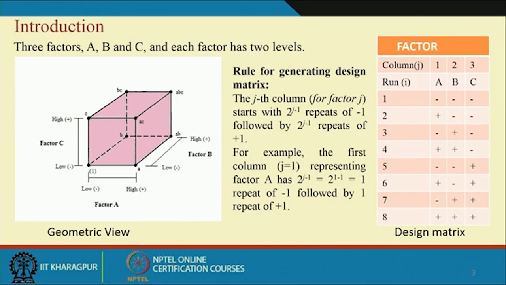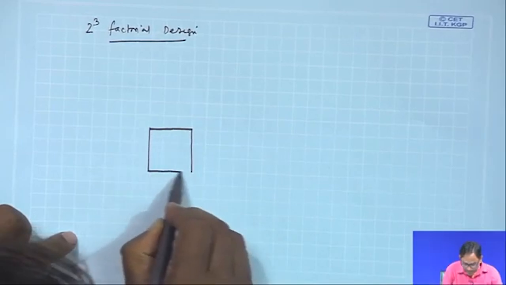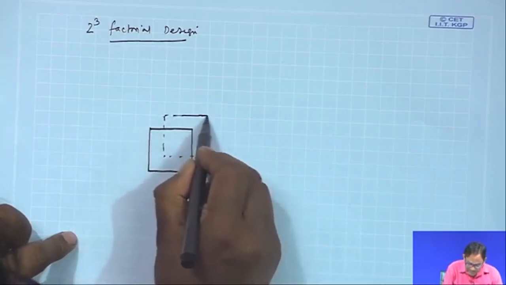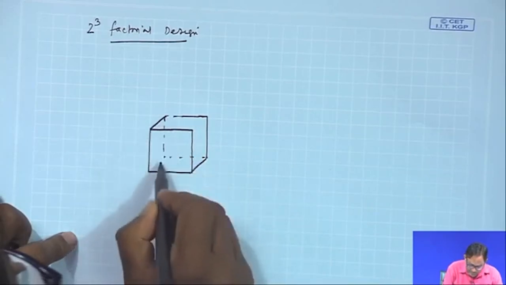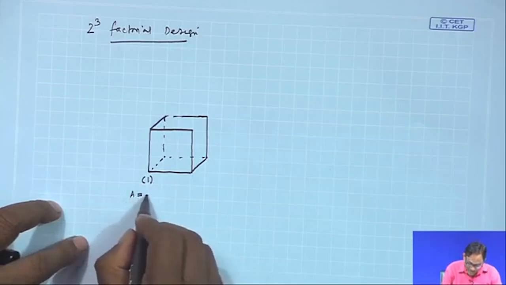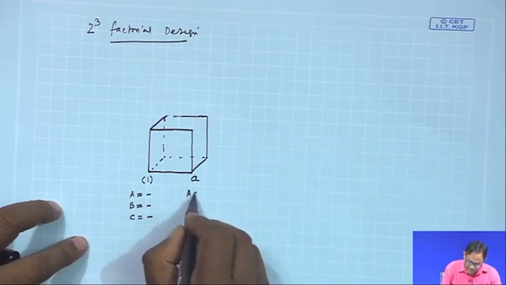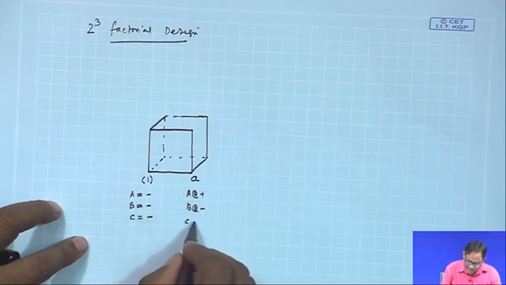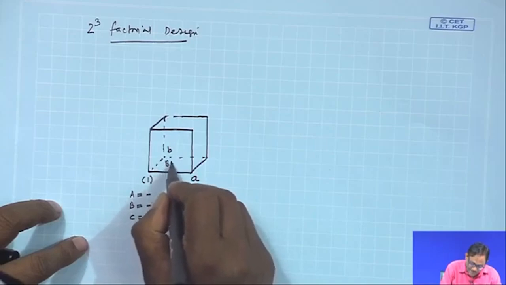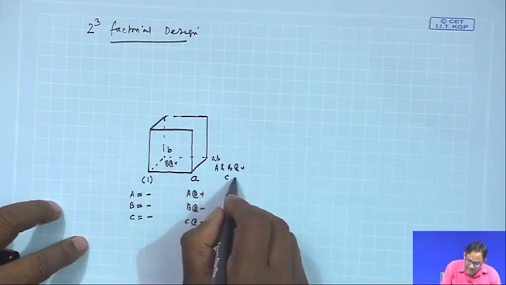First, you just think of this axis as C, this axis as A, and there is another axis. So, this one is 1, that means A at minus, B at minus, C at minus, low level. This is your A, means A at plus, B at minus, C at minus. This one is B, where B at plus, rest minus. This is AB. So, A and B at plus level, C minus level.